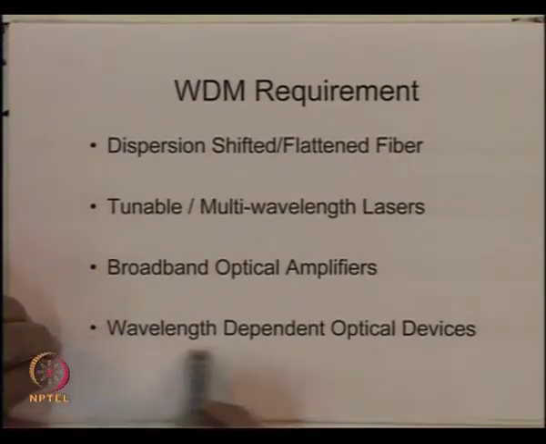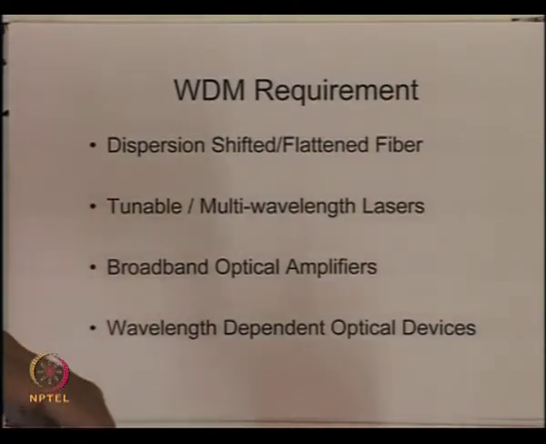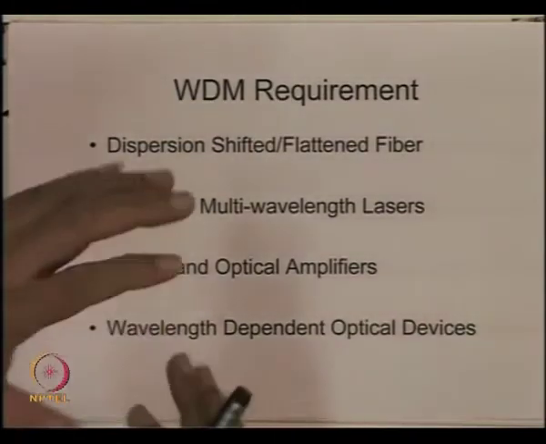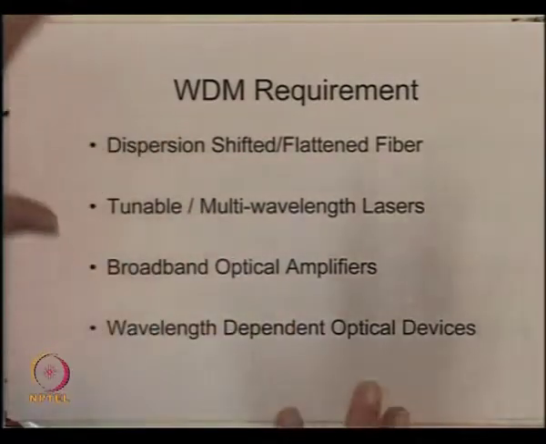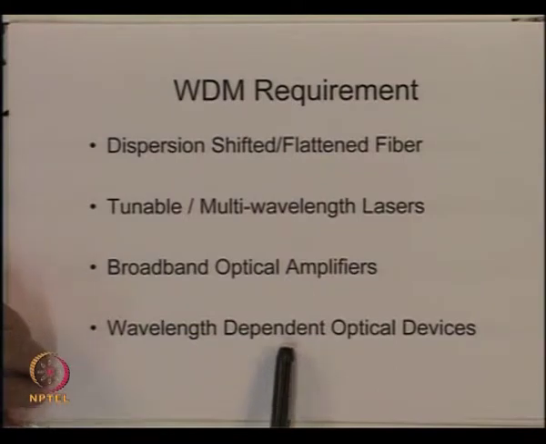And then we require a large number of wavelength dependent optical devices. For example, we may require a wavelength filter, or a wavelength dependent switch, or a wavelength dependent reflector. So proper wavelengths are guided, routed, reflected. All those things can be done on specific wavelengths. So essentially for a WDM network as a whole, we require a large number of wavelength dependent optical devices.